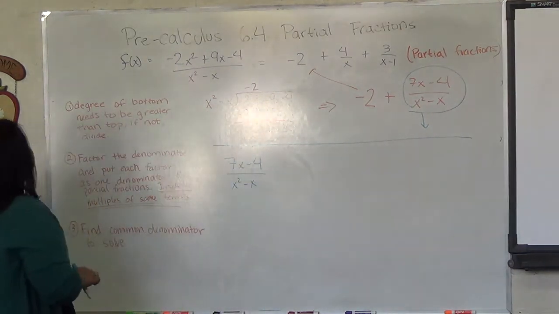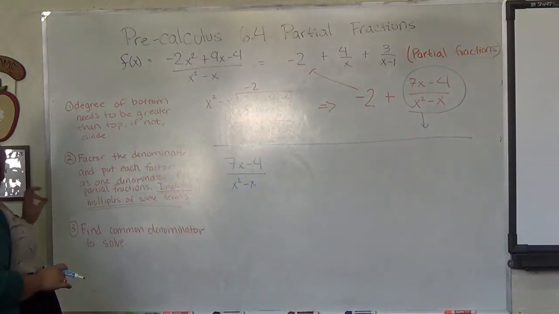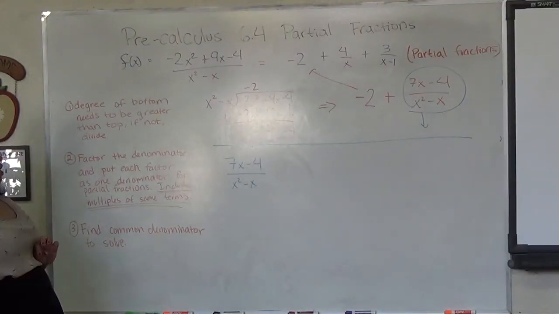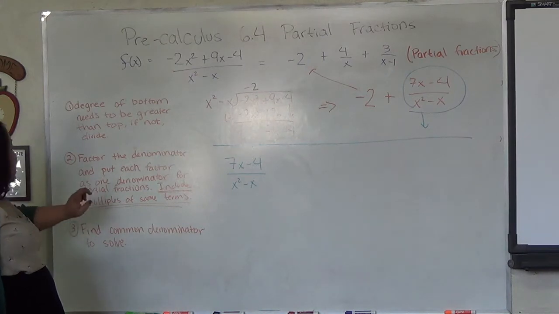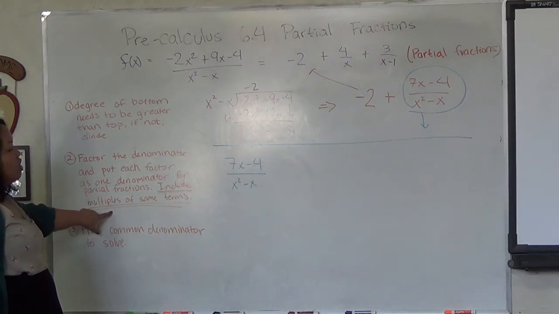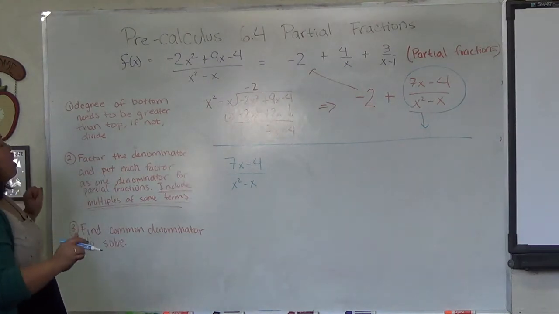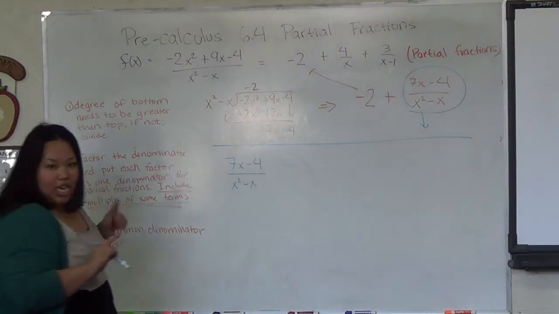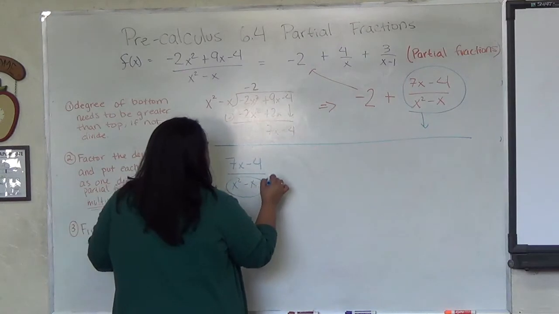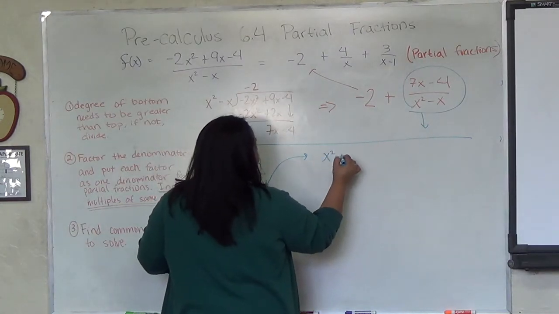Okay. So the second step is then to factor the denominator and put each factor as one denominator for partial fractions. Include multiples of the same terms. This is not going to be applied till over there, so don't worry about that now. Just focus on the denominator. Our denominator is x squared minus x.